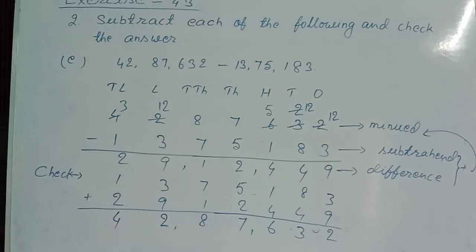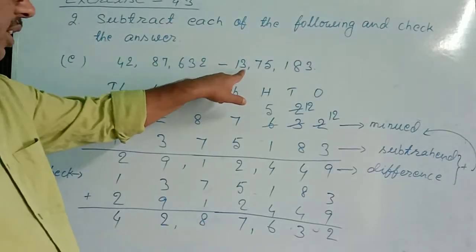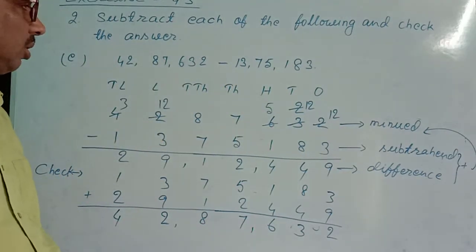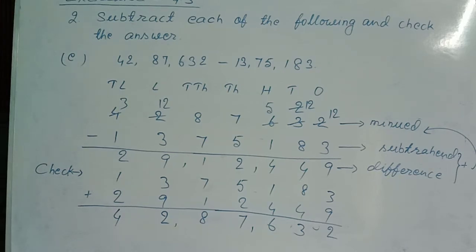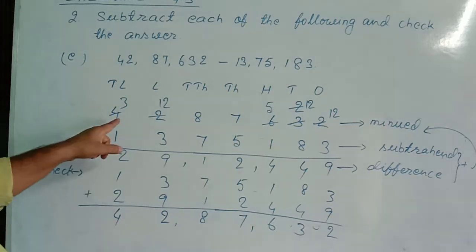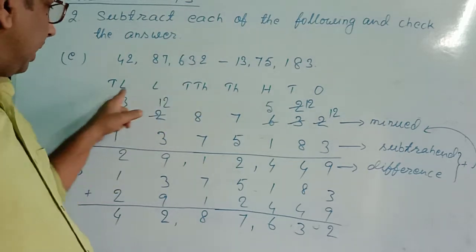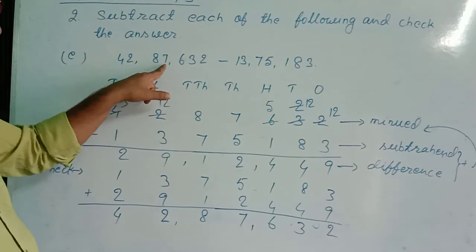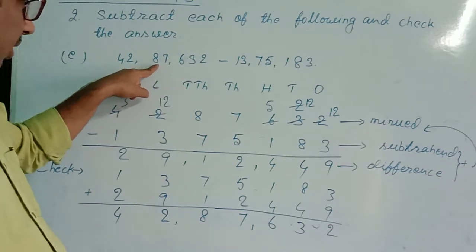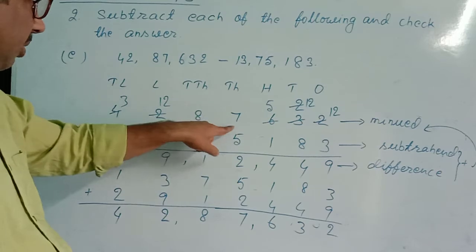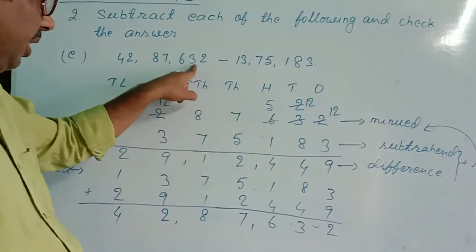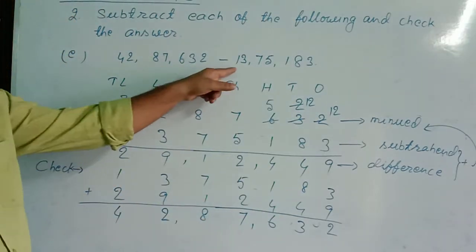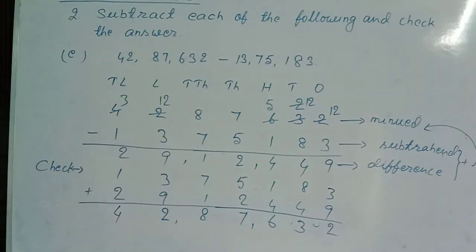Question number 2E. We are asked to subtract 13,75,183 from 42,87,632. I arranged all these digits according to their places. So at 10 lakh place 4 will come, at lakh place 2 will come, at 10,000 place 8 will come, at 1,000 place 7 will come, at 100 place 6 will come, at 10's place 3 will come, and at 1's place 2 will come. And similarly I arranged all these digits also according to their places, and then I subtracted.